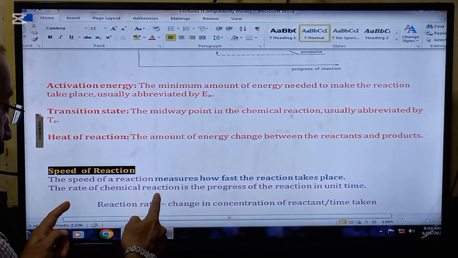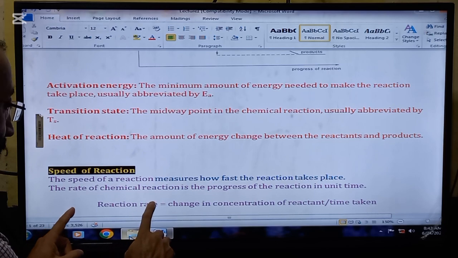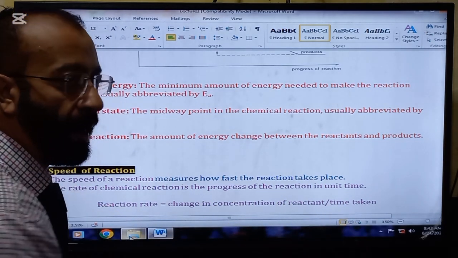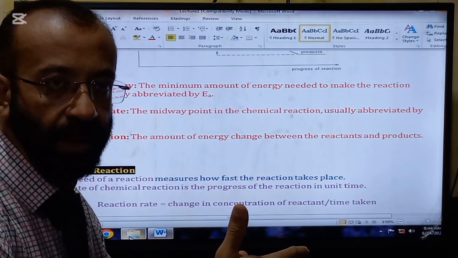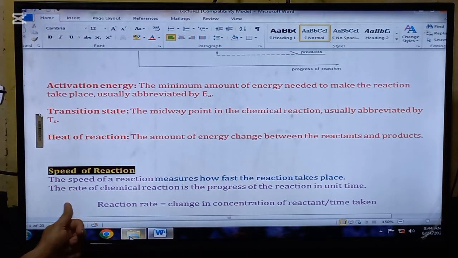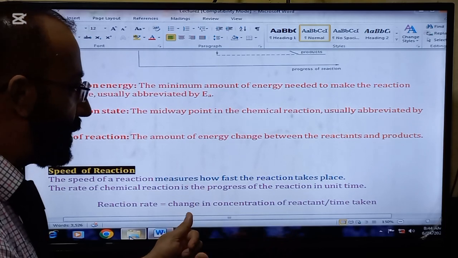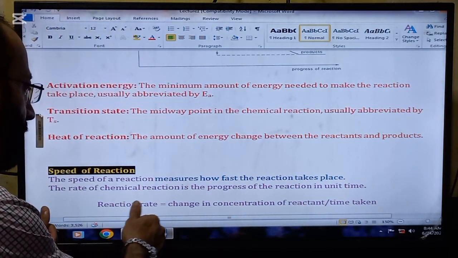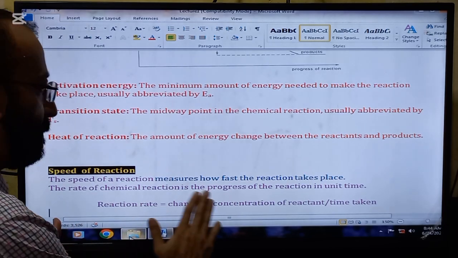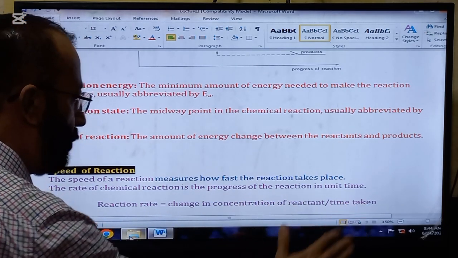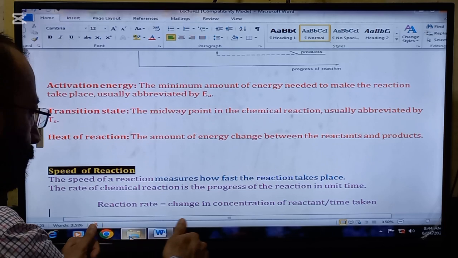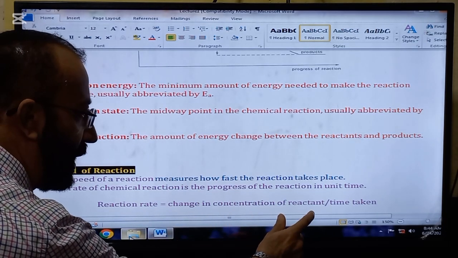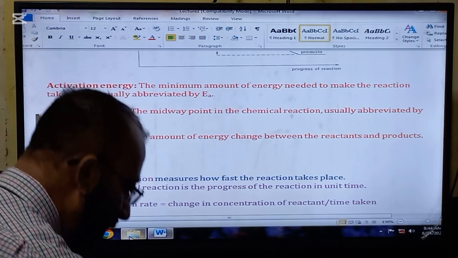The definition of the rate of chemical reaction is the progress of the reaction in unit time. The more the progress in unit time, the higher the rate of the chemical reaction. The less the progress of the reaction in unit time, the lower the rate of reaction. So rate of reaction is the progress of the reaction in unit time. And here is the formula for reaction rate: change in the concentration of the reactants divided by time taken.